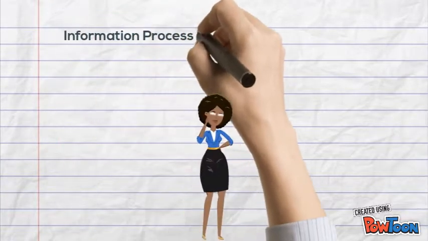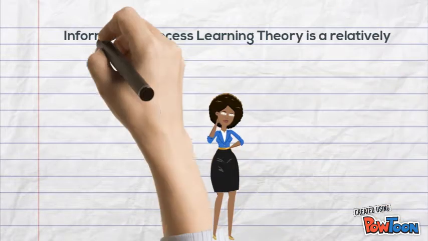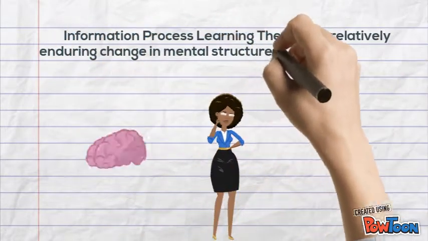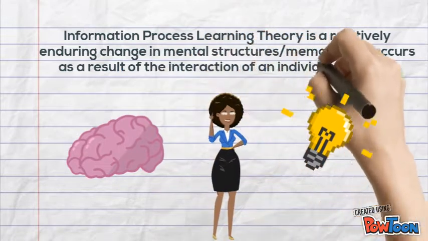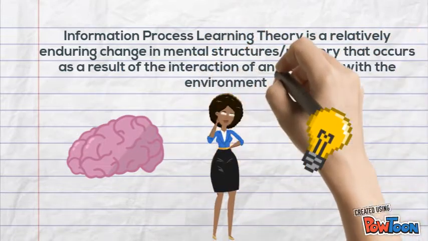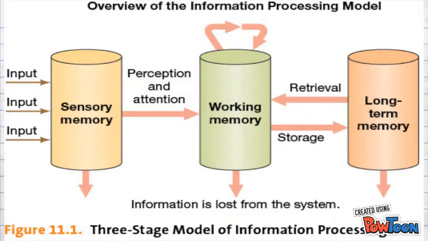Next is the information process learning theory. The information process learning theory is a relatively enduring change in mental structures or memory that occurs as a result of the interaction of an individual with the environment. A simpler way of learning the information process learning theory is through this three-stage model of information processing. Stage 1 is sensory memory. Stage 2, working memory. And Stage 3 is long-term memory.